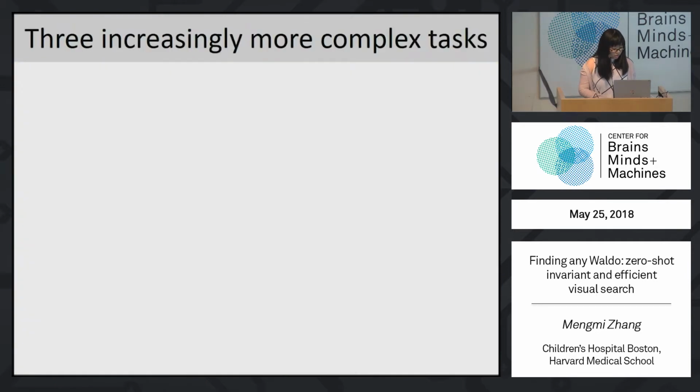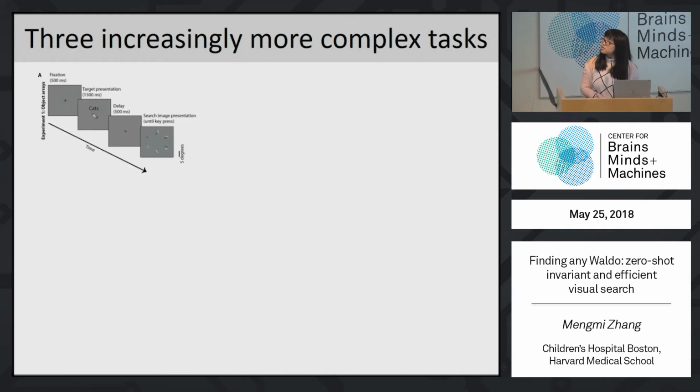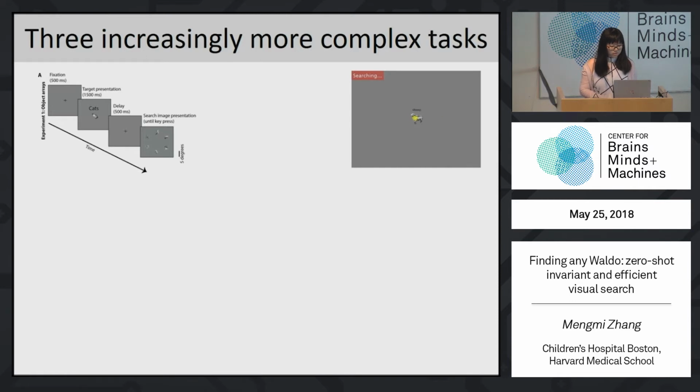All right, to study humans' invariant visual search behaviors, we conducted 3 sets of psychophysics experiments. The first is on object arrays, where the subject is first presented with a target, followed by the search image. On the right, you can see a video demo. The yellow dots denote humans' eye movement. The red bounding box is the ground truth location.